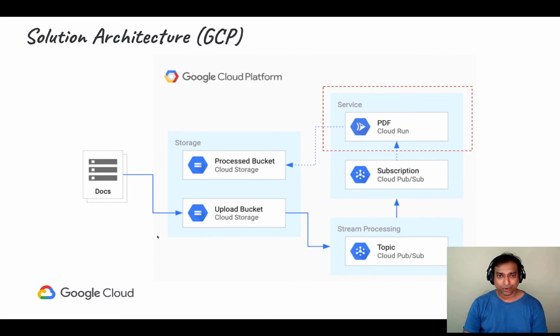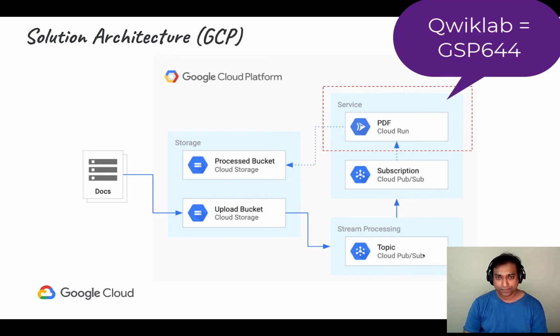Multiple documents will be put in parallelly or sequentially into the upload bucket in cloud storage. Now this will trigger a message to be put into a topic. The reason we are using a pub/sub topic is, first of all, to cut down on the rate at which the input documents are coming. Also, because it's a topic, it's a one-to-many subscription. So we have a subscription here in the form of the CloudRun container that we are going to implement.